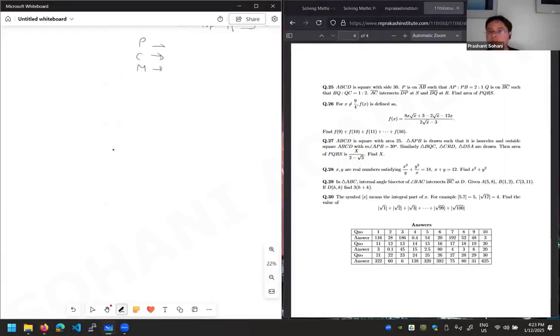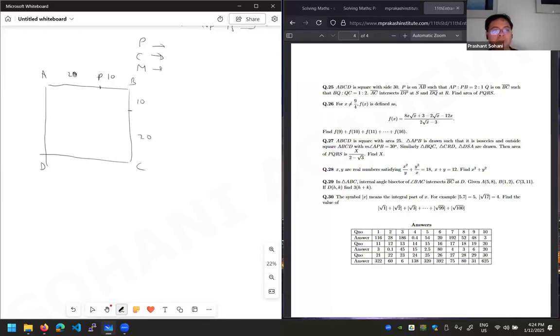So ABCD is a square with side 30. I don't know if there is a mistake in their official answer key, but let us solve the question ourselves. P is on AB such that AP upon PB is 2:1. So right away, because we know the side length, we in fact know the lengths of AP and PB. That is not a secret. We know 20 and 10. And Q is on BC such that BQ upon QC is 1/2. Again we know the length. That information given in terms of ratio we can directly convert into length.